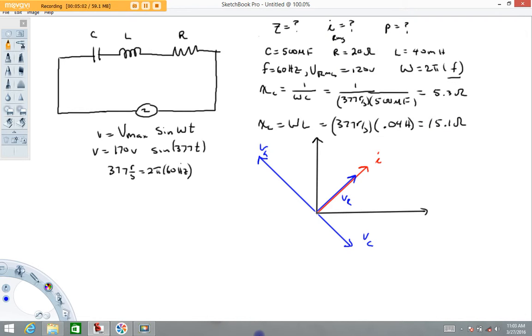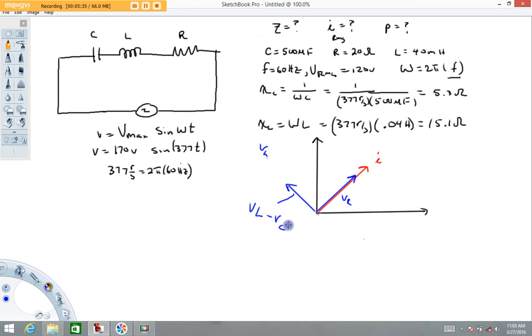And remember, each of these is equal to I times the reactance. Now what I'm going to do is take note that the vector sum of the two points up and left. So I'm going to replace this vector with one that's equal to the vector sum of these two. So I'm going to go ahead and do that. We're going to get rid of this. All right. Now that's equal to V sub L minus V sub C.